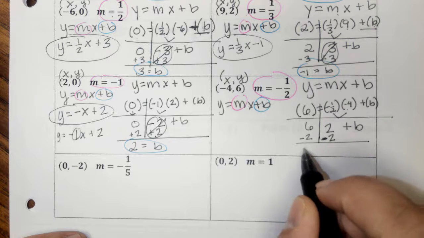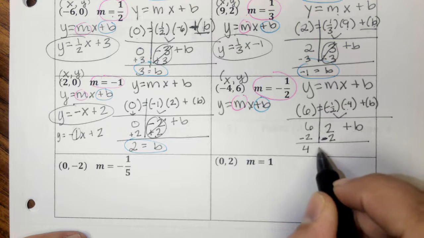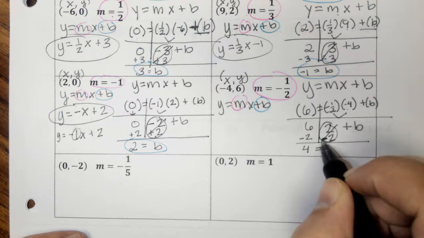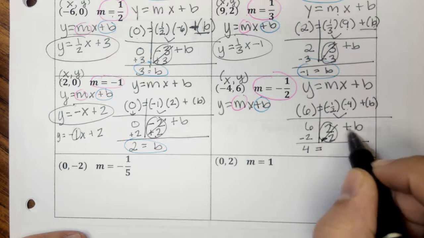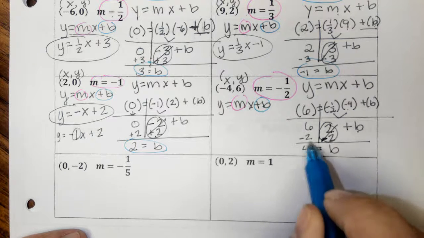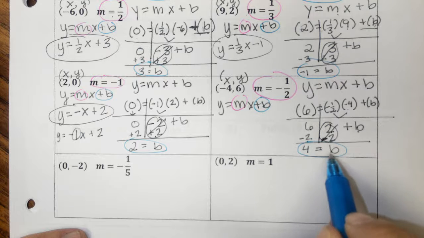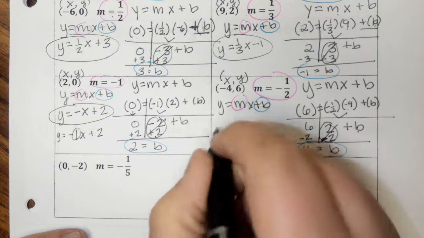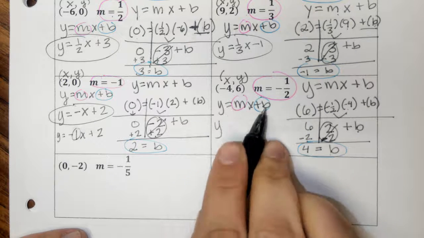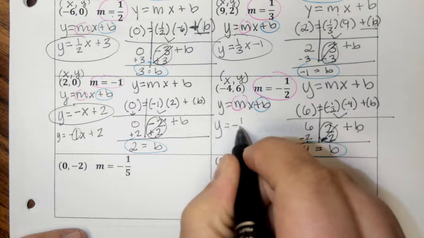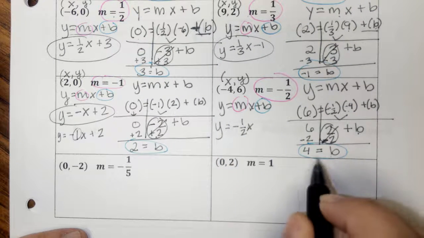6 minus 2 on the left is 4. On the right, 2 minus 2 is a 0 pair. 0 plus b is b. Now you have a b value, or a value for your y-intercept. We know the value for the slope, so we can rewrite the slope-intercept form of the equation. Y equals -1/2 x plus 4.